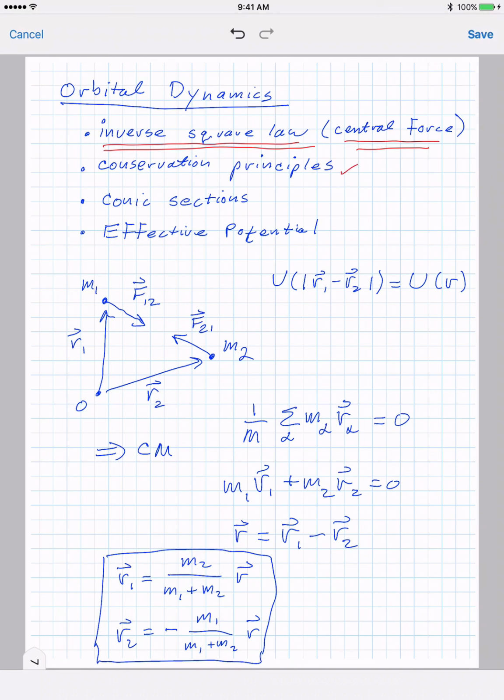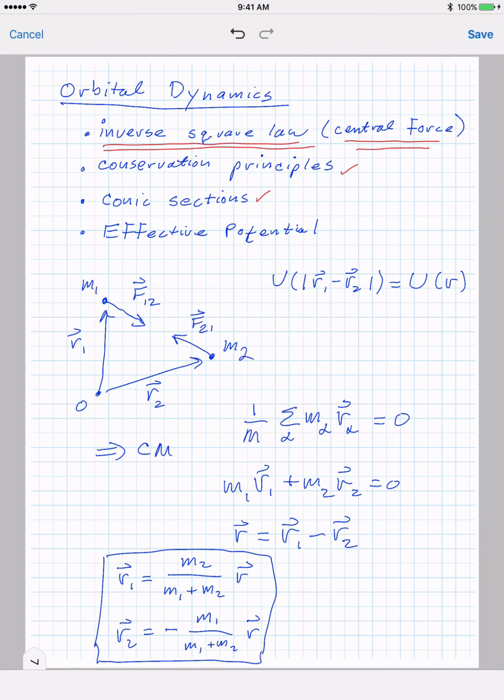One is going to be conservation principles. We'll see that we have conservation of energy. We'll also have conservation of orbital angular momentum. And then we'll talk a little bit about conic sections, because the solutions to the equations of motion will be ellipses or parabolas or hyperbolas.